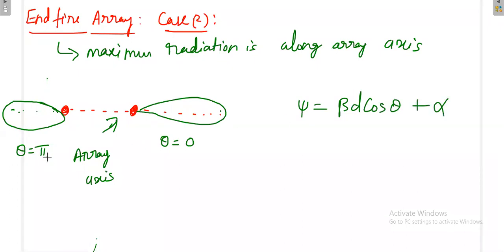When my theta is pi or 0, what is cos theta? Cos 0 is 1, cos pi is minus 1. That means simply plus or minus beta d, plus alpha. Whenever you want a maximum radiation in a particular direction, the psi has to be 0.